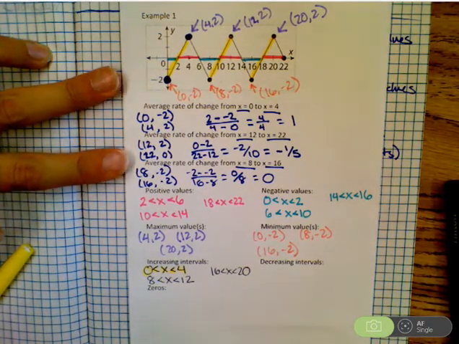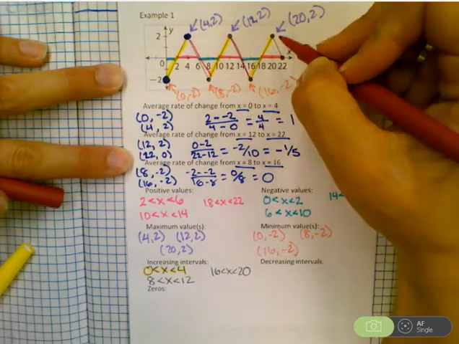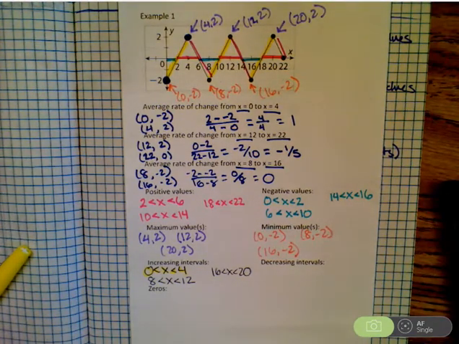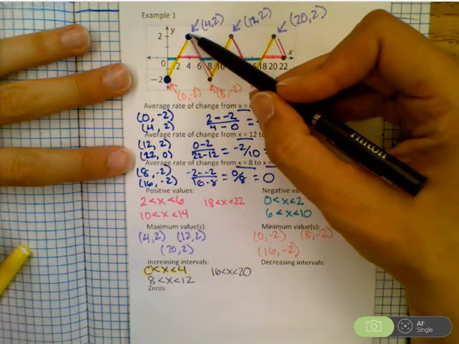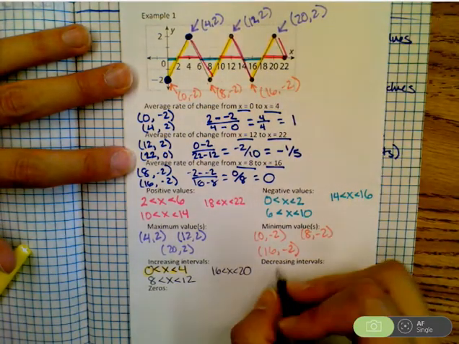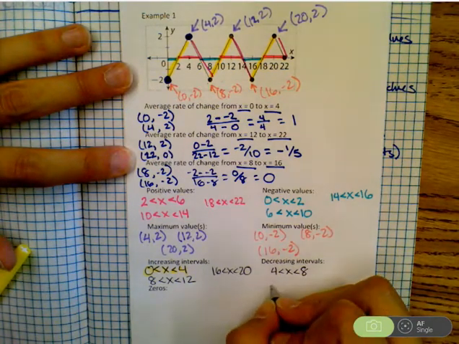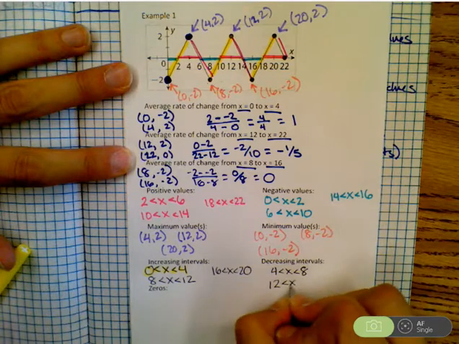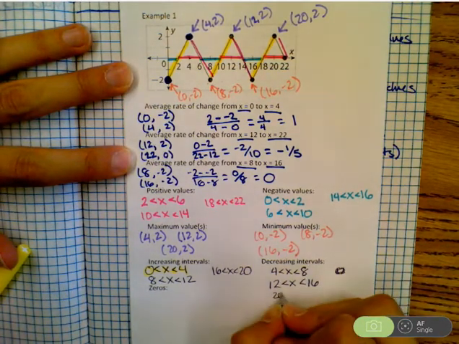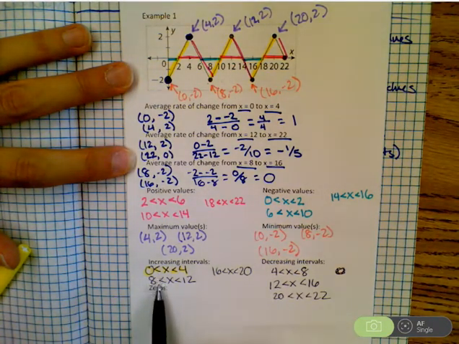Decreasing intervals, places where it's going down. Basically all the other ones. There can be intervals that are neither increasing nor decreasing, but we're not going to look at those today. So decreasing from 4 to 8, decreasing from 12 to 16, and 20 to 22. And notice I'm just using less thans in all of these.